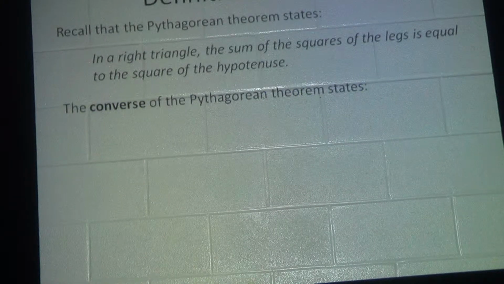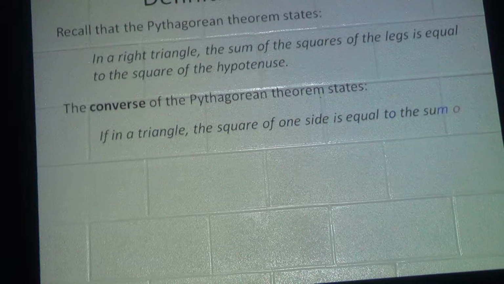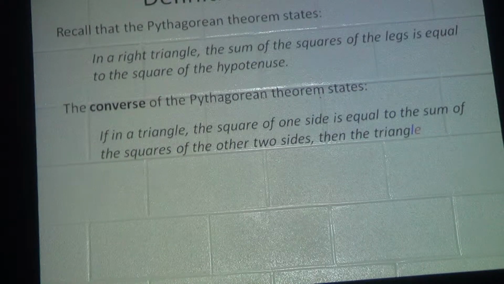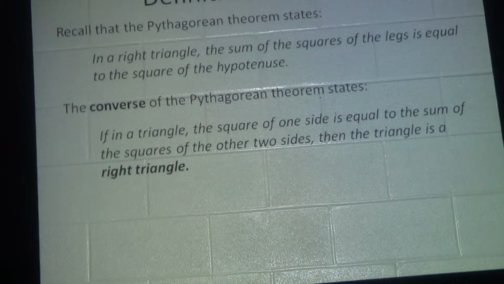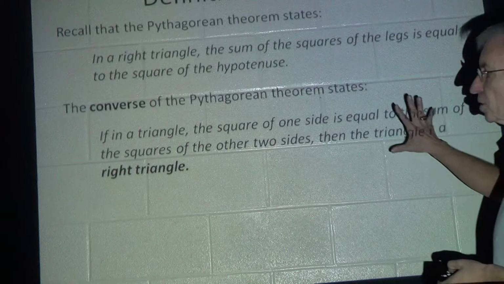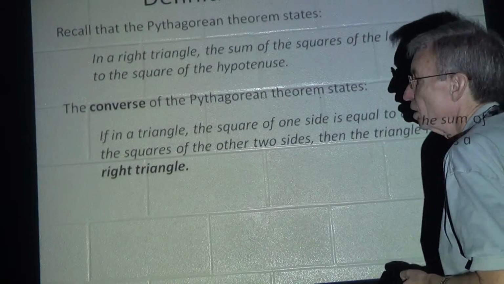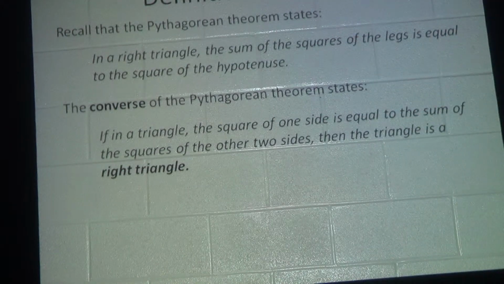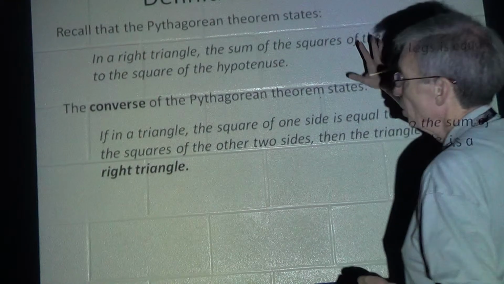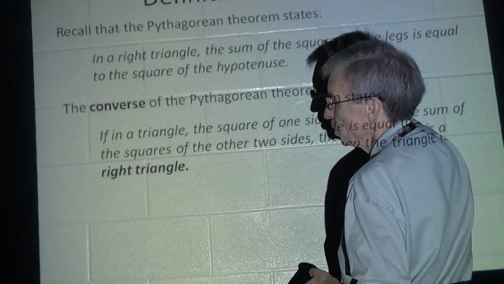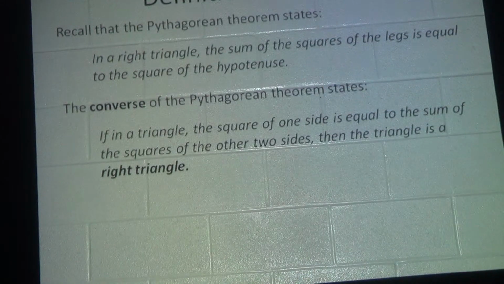The converse of this states it in the opposite direction. So if in a triangle the square of one side is equal to the sum of the squares of the other two sides, then the triangle is a right triangle. Basically, either the converse or the original statement, this is always going on. The difference is up here we knew it was a right triangle, so we knew that that relationship was true. Down here we're saying that it is a right triangle because that relationship is true.